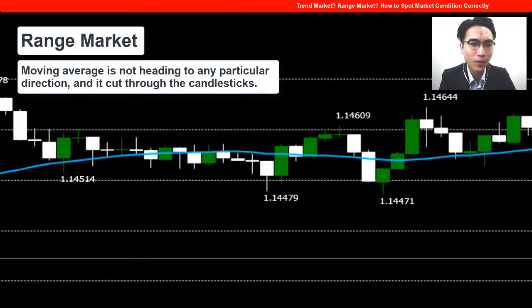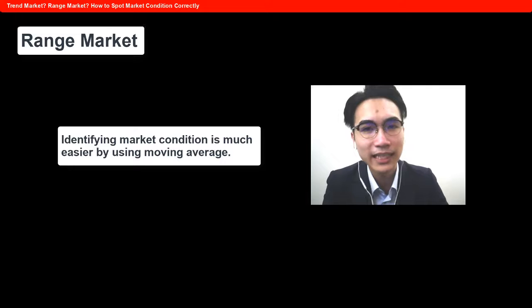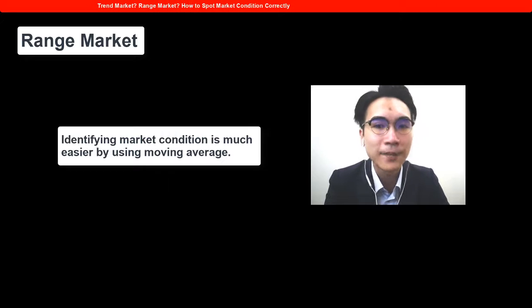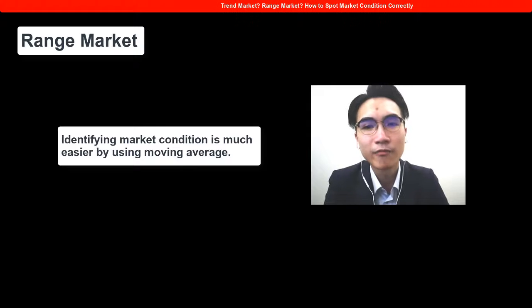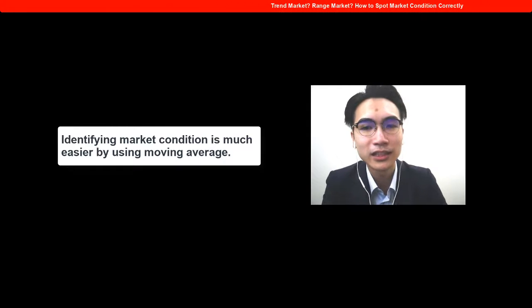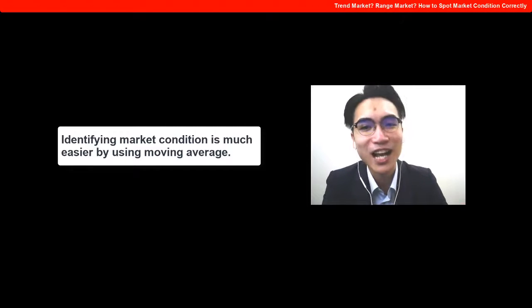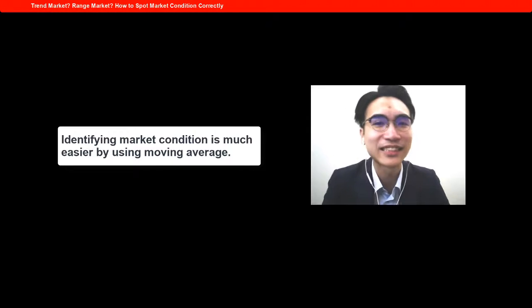Obviously, with the help of the moving average, we can tell the market condition quite easily, whether it's a range market or a trend market, whether it's in an uptrend or a downtrend. I would suggest, especially for beginners, that if you want to tell the market condition, you should always get the help of the moving average. Now I will show you how we can set up the simple moving average in our chart. So yep, let's do it.